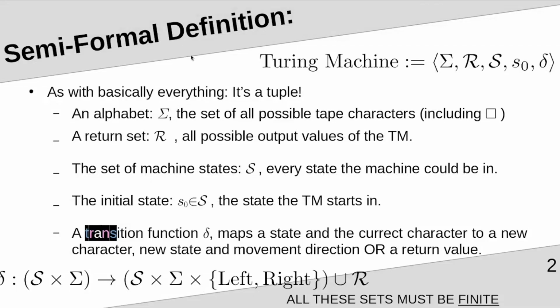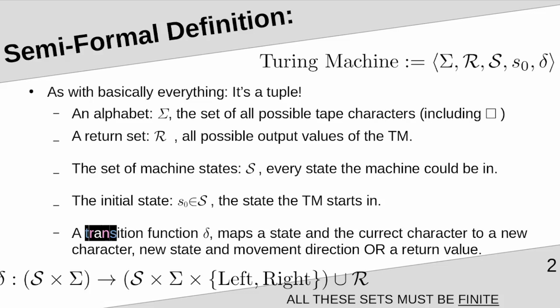This is the semi-formal definition of Turing machines that I find works for me quite well. Like everything, it's a tuple that's got, in this case, 5 parts. Part number 1 is an alphabet called sigma, and these are all the possible characters that could appear on the tape. So often it might be 0 and 1 and blank, or like A, B, C, D, but they'll always have a blank character that is generally really useful for all kinds of computation stuff.